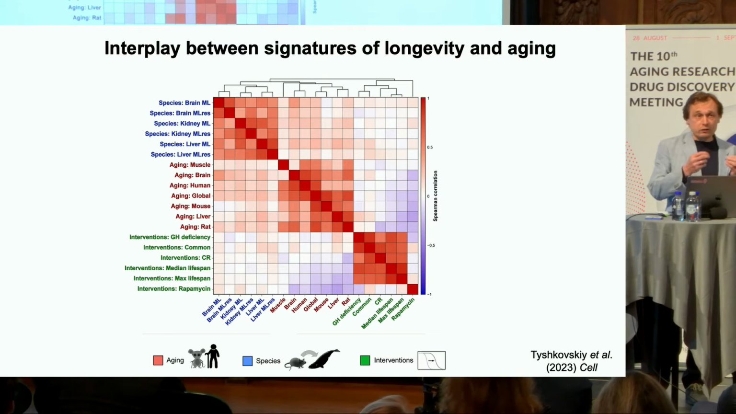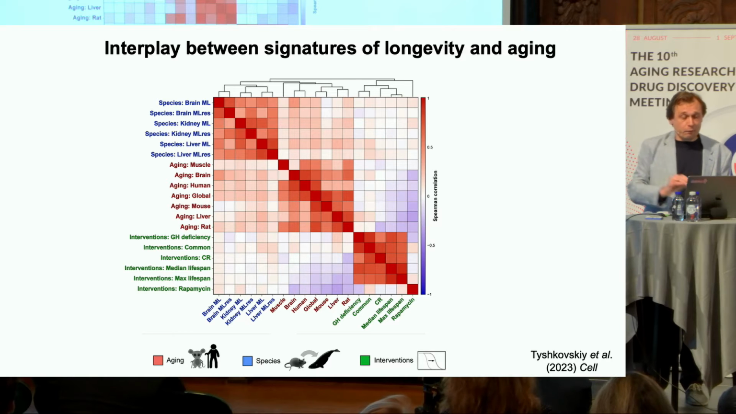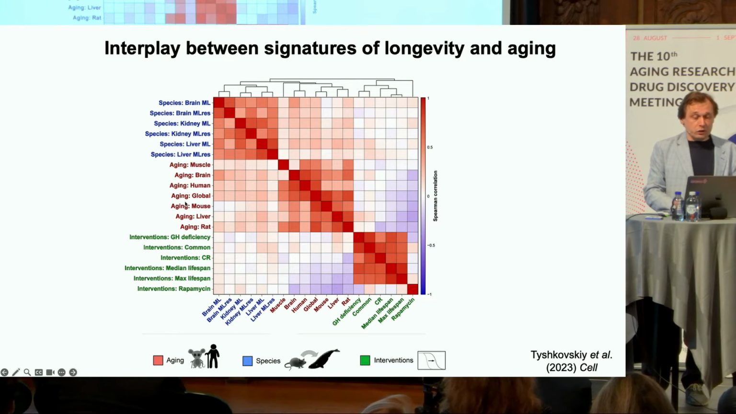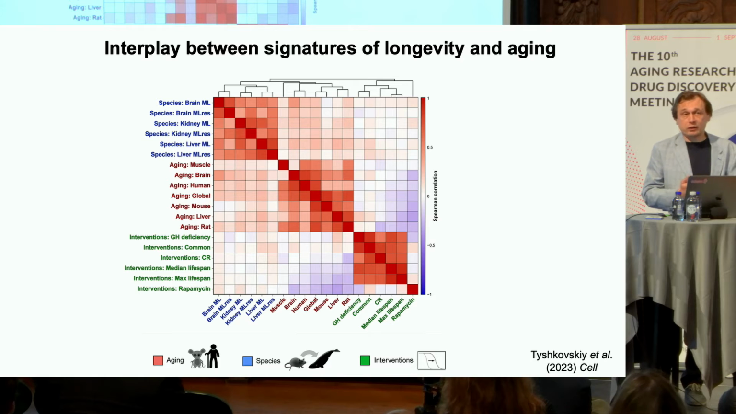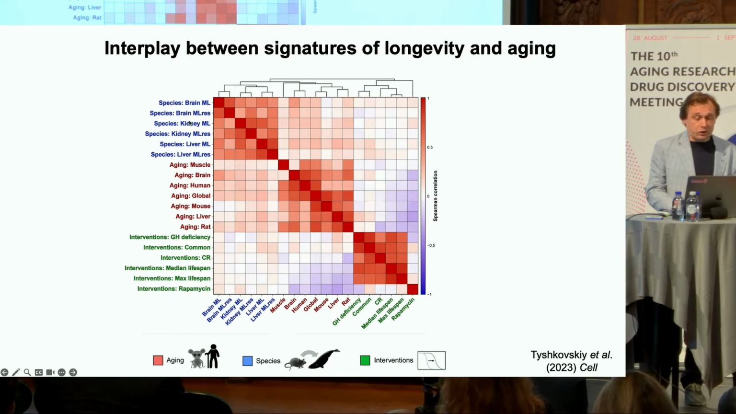Nature changes something in a mouse-like species, and the organism becomes longer lived. Here we study aging, like aging in the muscle across mammals, brain across mammals. This is aging of human across tissues, global across tissues and mammals, liver, mouse, rat, and so on, patterns of aging. And here we study interventions: growth hormone receptor deficiency, calorie restriction, rapamycin, and other interventions. You can see that they all cluster: longevity across species clusters with each other, aging clusters with each other, and interventions cluster with each other.